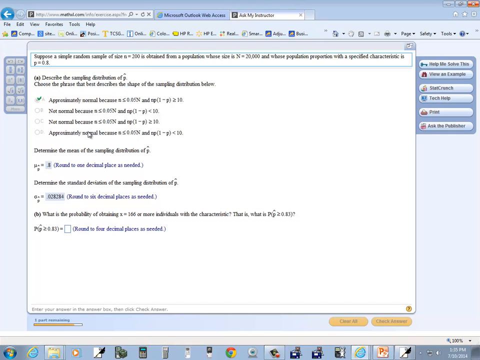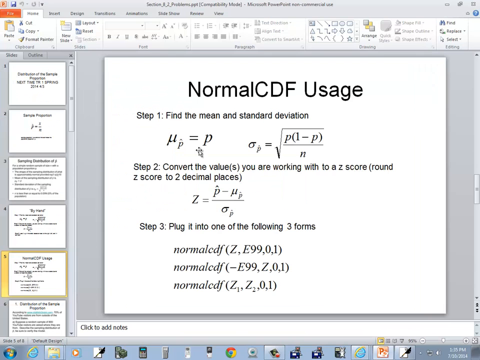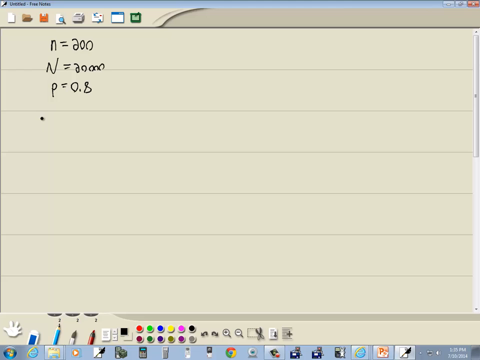Okay, the first one you got, so I'll leave that alone. So I'm starting down here at mu sub p hat. And I know you got these two also, but they kind of lead into my steps. Okay, step one is find the mean and standard deviation. Mu sub p hat is equal to p. So mu sub p hat is equal to 0.8.